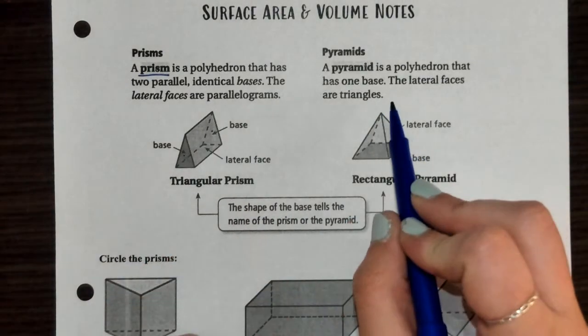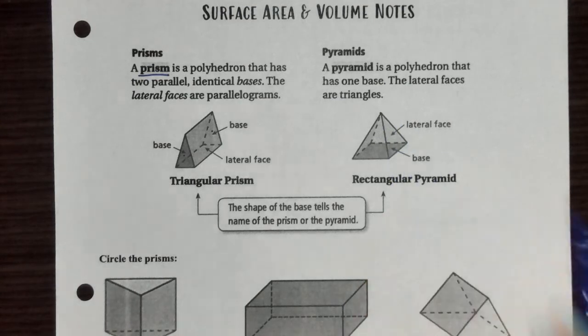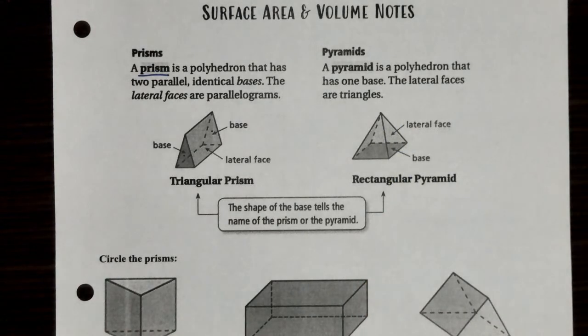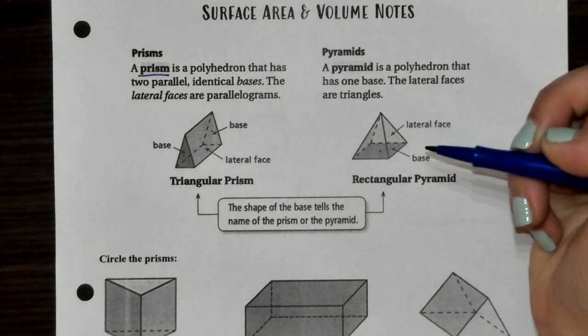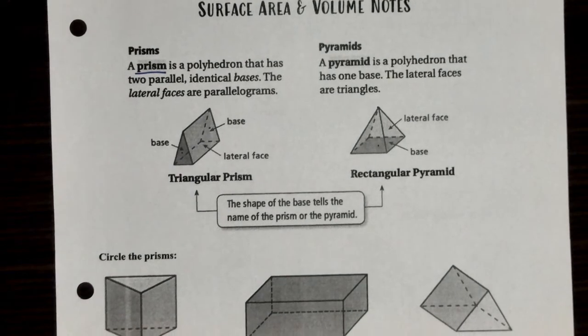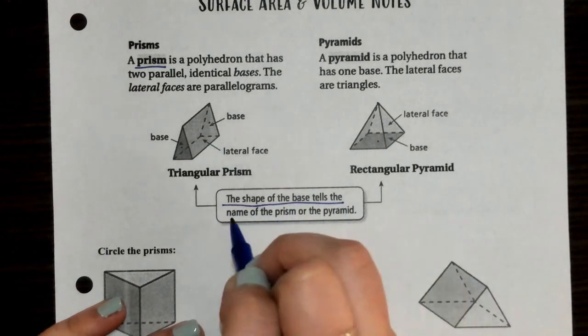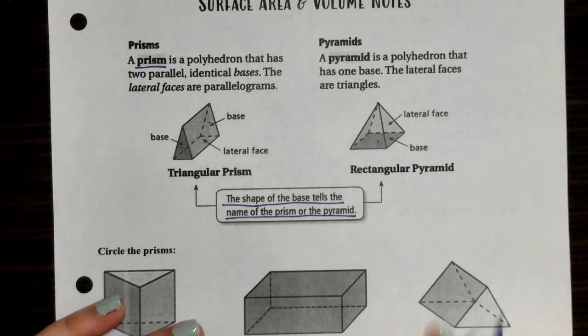Pyramid, you can see it comes to a point at the top. It comes to a point, which makes it a pyramid, and it has one base, and the lateral faces are triangles. So even if the base is a triangle, the lateral faces are still going to be triangles as well. I want you to underline or highlight: the shape of the base tells the name of the prism or the pyramid.